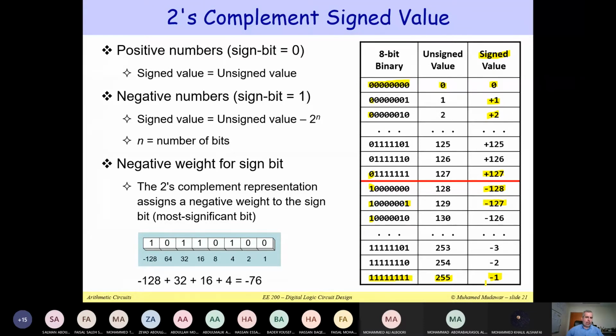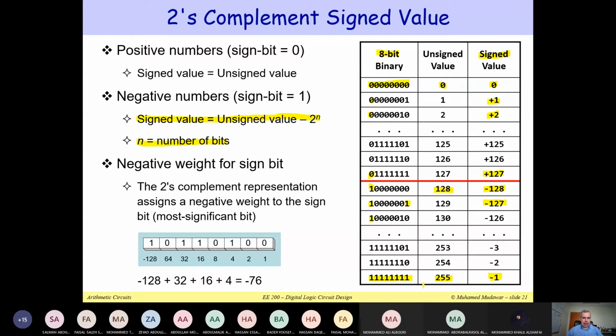So you can say that the signed value is the unsigned value minus 2 to the power n, where n here is the number of bits that you have in the number. In this example, it will be 8 bits. So, for example, take this one. What's the unsigned value? It is 128. 128 minus 256 will give you minus 128.